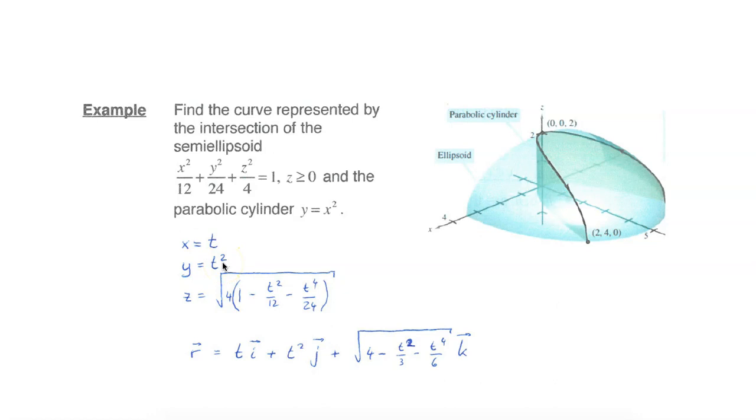And because the curve, the black curve that we are looking for, is also entirely included in the semi-ellipsoid, we know that it has to satisfy this equation for all its values. So we can substitute x equals t, y equals t squared, and then solve for z. And that is how I got z equals the square root of 4 times 1 minus t squared over 12 minus t to the 4th over 24. So in conclusion, as a vector-valued function, we can write that r of t is t i plus t squared j plus this square root times k.